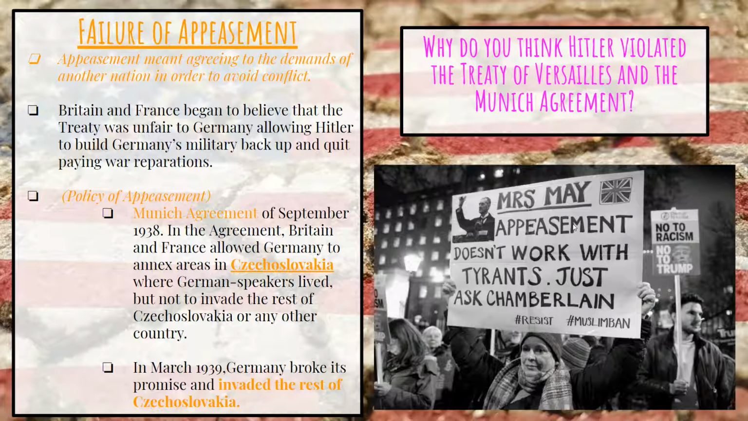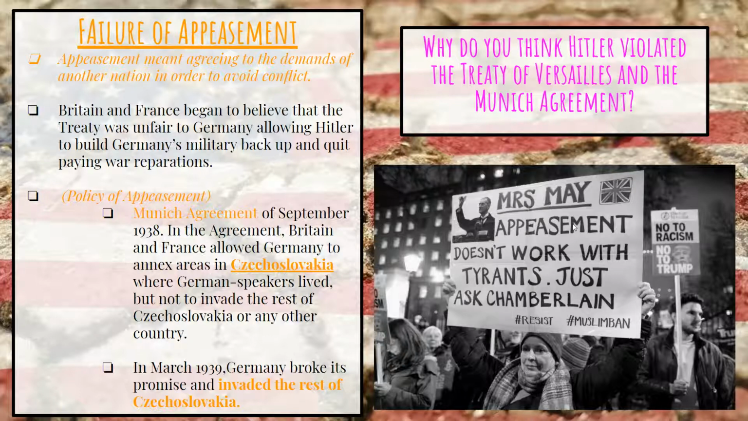So talking about appeasement. Appeasement means to agree to the demands of another nation in order to avoid conflict. Britain and France began to believe that the treaty was unfair to Germany, allowing Hitler to build Germany's military back up and quit paying war reparations. So Hitler meets with Britain and France at Munich. In this Munich Agreement, Britain and France allow Germany to annex areas in Czechoslovakia where German speakers lived. But they specifically said Hitler could not invade the rest of Czechoslovakia or any other country.